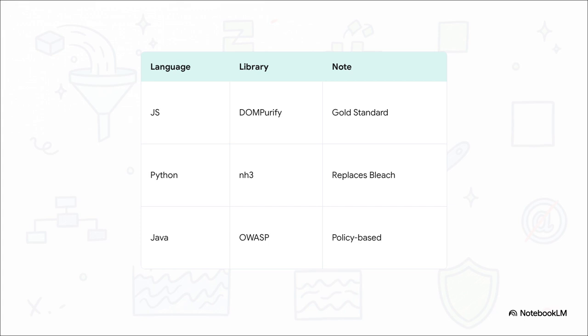Python developers, listen up. The old go-to was a library called Bleach, but that is officially deprecated. You want to switch to NH3. It's modern, it's secure, and it's way faster. And if you're building in Java, grab the OWASP Java HTML Sanitizer. It uses a really powerful policy-based approach, and it is literally battle-tested by Google in production. The takeaway here, stop guessing and adopt one of these immediately.